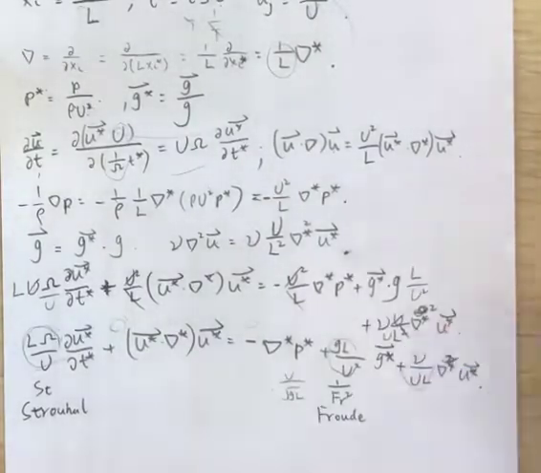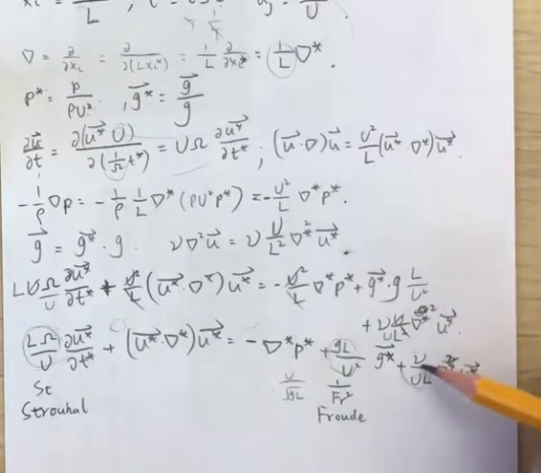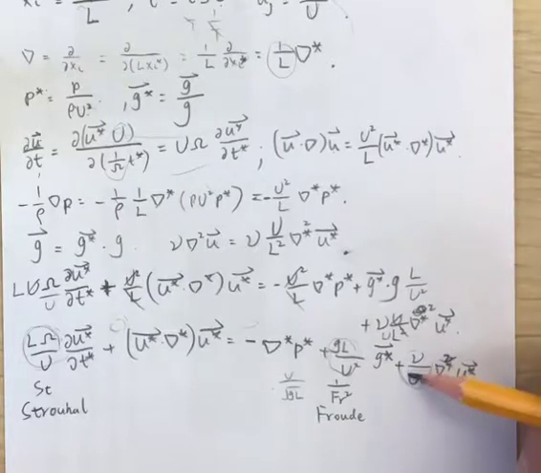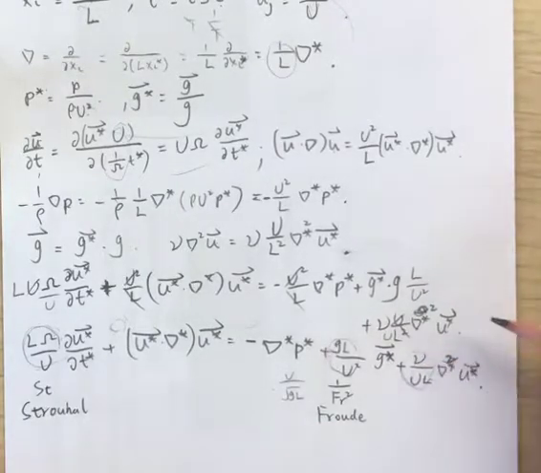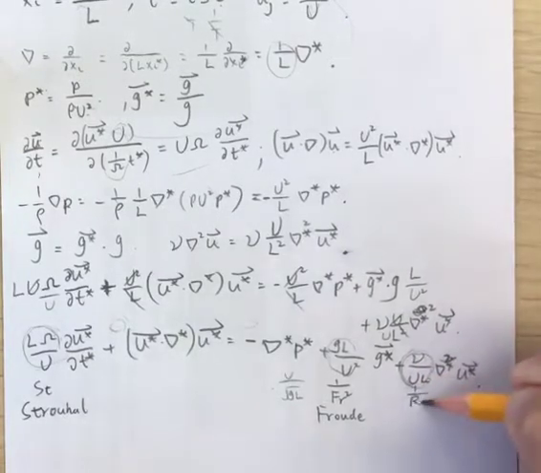And here, this thing I think you are all very familiar with, right? What's the reciprocal of this thing? Velocity times length over viscosity. This thing is Reynolds, right? So the coefficient here is 1 over Reynolds.